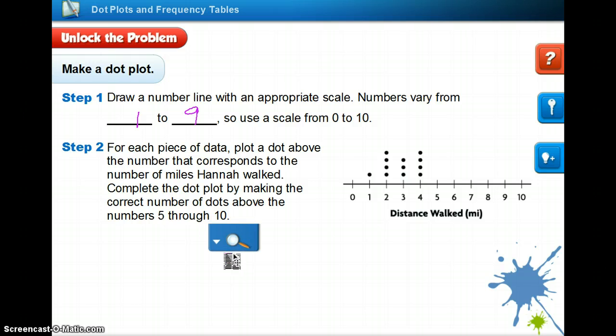For each piece of data, plot a dot above the number that corresponds to the number of miles Hannah walked. Complete the dot plot by making the correct number of dots above the numbers 5 through 10. So they already did 1 through 4 for us. If you look at the graph on page 459, it already did 1. There's 1, 1.